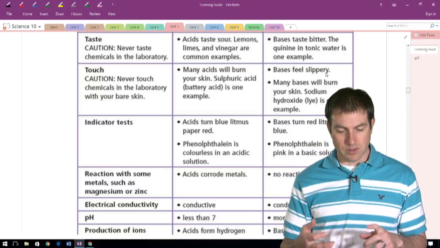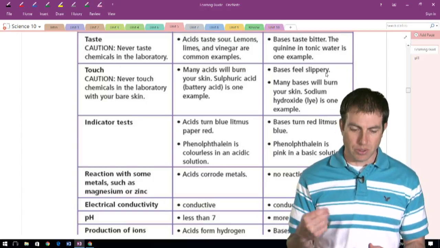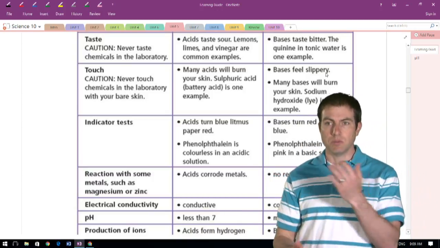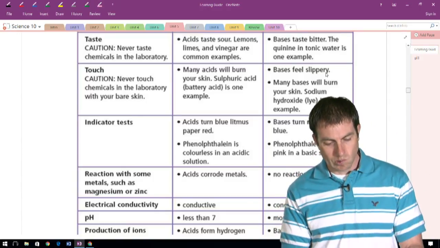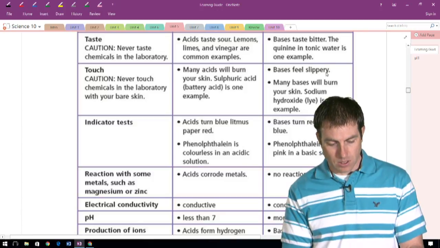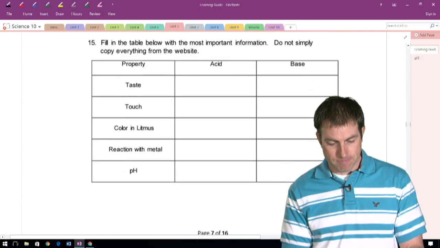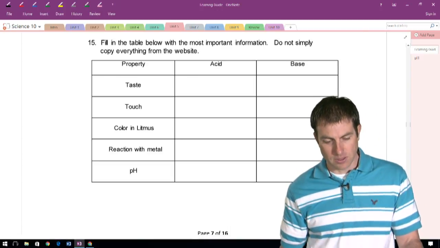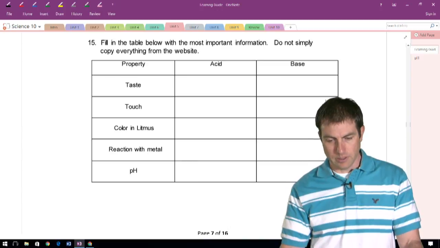Acids taste sour, bases are bitter. Acids burn your skin. Bases feel very slippery when you get them on your skin. Doesn't matter what litmus paper you use, acids will be red, bases will be blue. Acids react with metals, bases don't. pH, acids less than 7, bases greater than 7, or acids from 0 to 7, and bases are from 7 to 14. Out of the notes there, out of the learning guide.